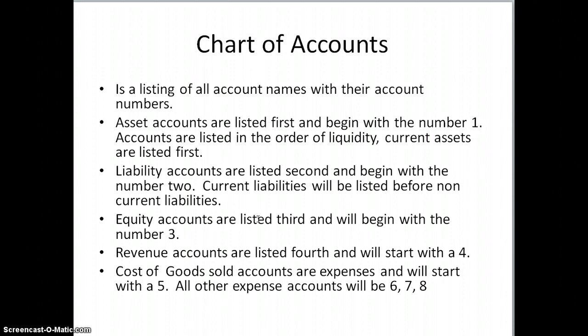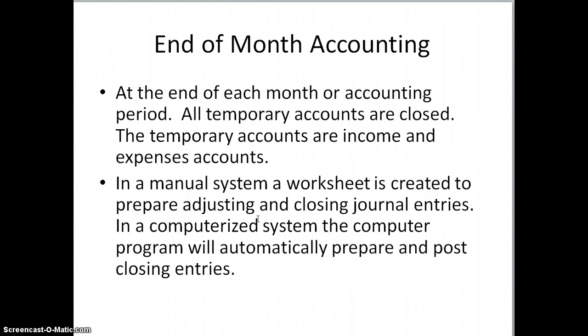If businesses don't have a cost of goods sold, they may use that for other expenses, or they may skip number 5. All other expense accounts will be 6, 7, 8. And depending on how big the business is, they may use that to break up their expenses into different categories. But if you were to look at any chart of accounts, it should be assets 1, liabilities 2, equity 3, revenue 4, and the expenses being the remaining numbers. And that should help you to understand things when you're working in accounting and working with accounts.